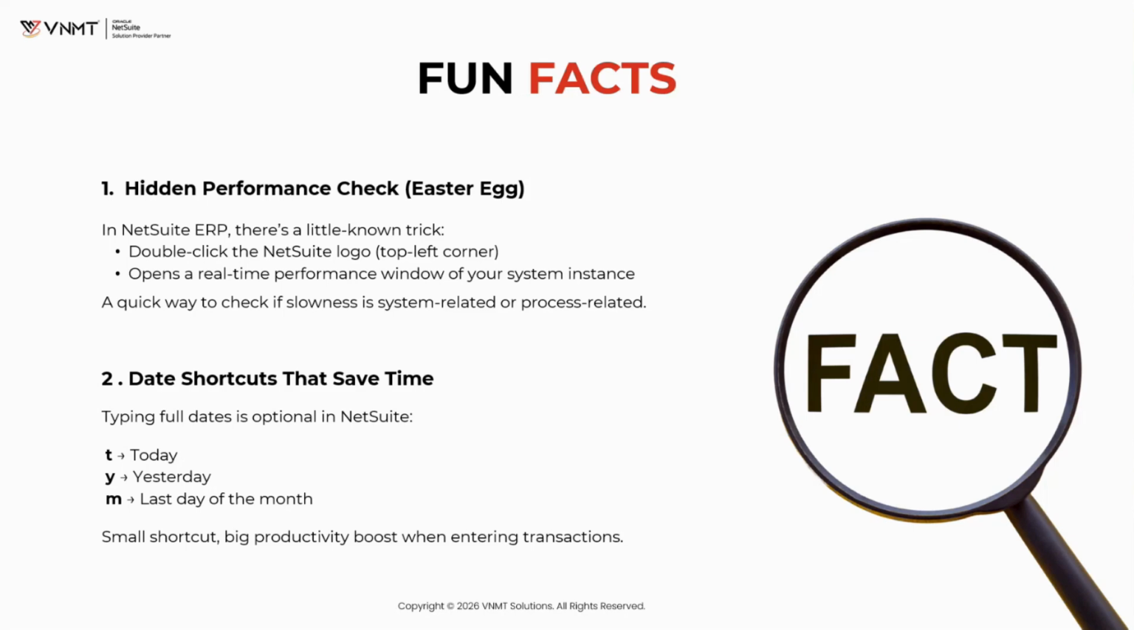There's another shortcut for dates. For any of your date fields, if you want to quickly add in today's date, you can just type in T and it will bring up today's date. For yesterday, you can key in Y, and M will bring up the last day of the month. So just a few small shortcuts to ease up your life in NetSuite.